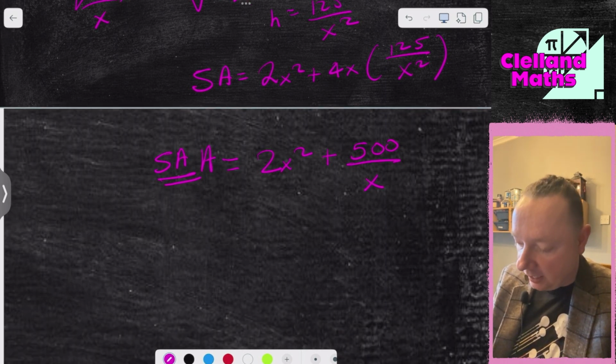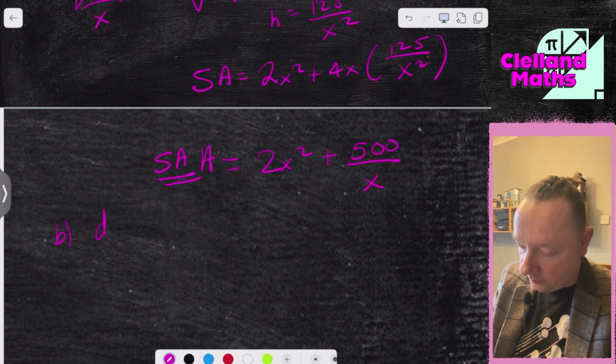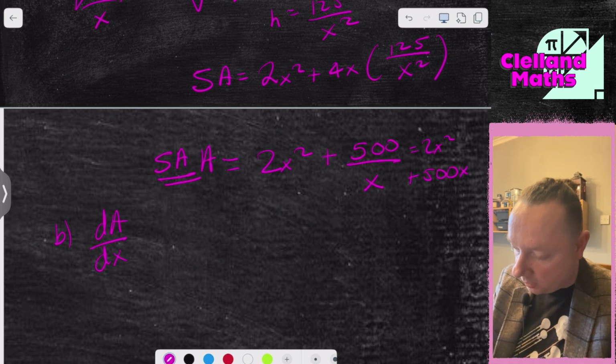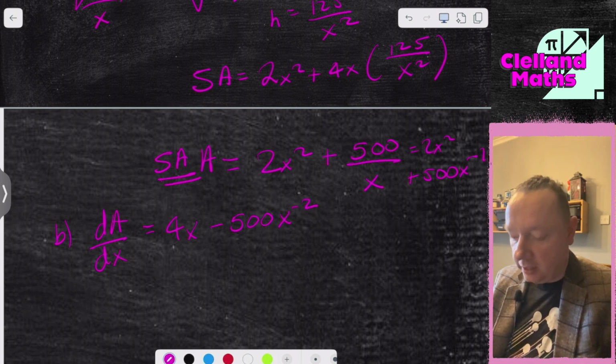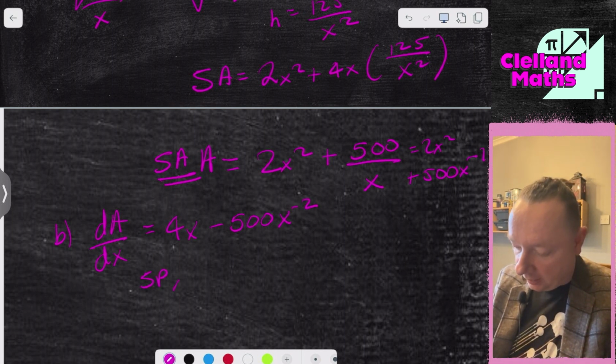Then A dash, or dA by dx, for part B. Well, let's make that 2x squared plus 500x to the minus 1. So that's 4x minus 500x to the minus 2. Now we want to minimize that, so stationary points when A dash equals 0. So we've got 4x minus 500 over x squared equals 0.